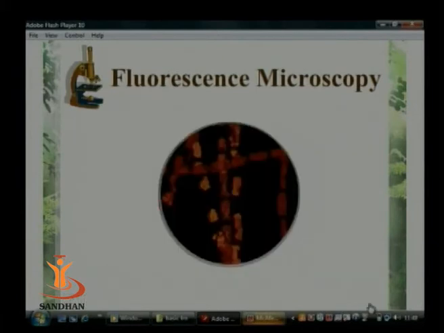The next slide shows us how a particular object will appear when it has been treated with a fluorescent dye and observed using a fluorescent microscope. Fluorescence microscopy is used in different areas of studies of microorganisms. Sometimes it's called diagnostic microscopy because certain pathogenic microorganisms, for example Mycobacterium tuberculosis, the one which causes TB in humans, can be stained with a fluorescent dye called auramine O.